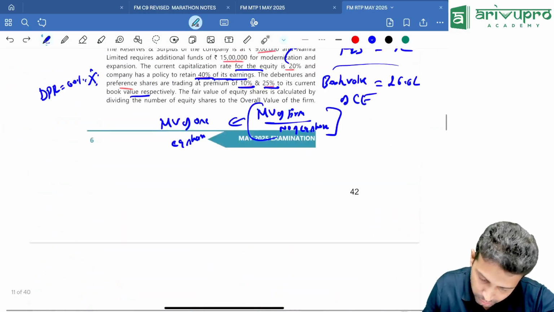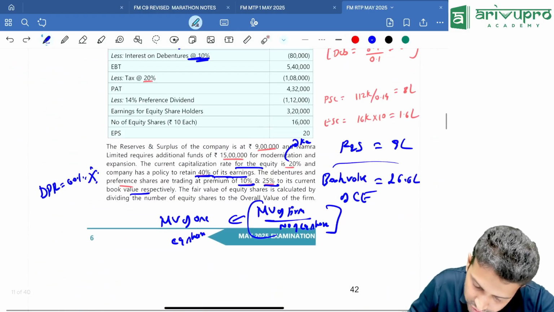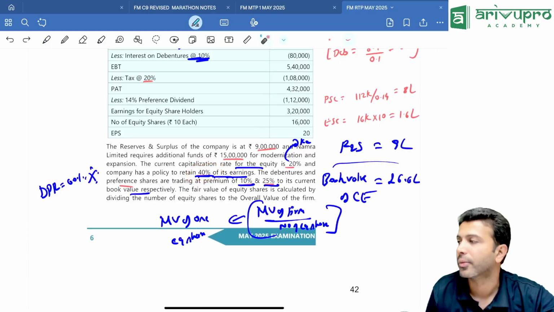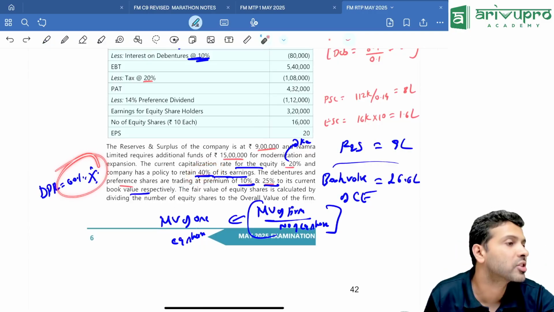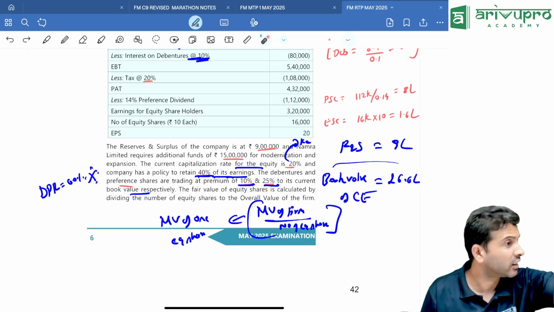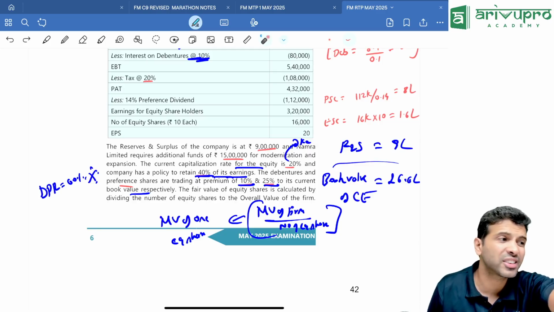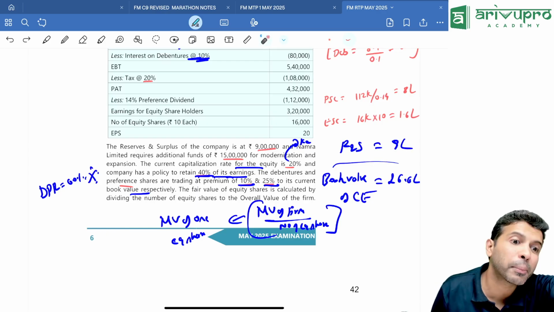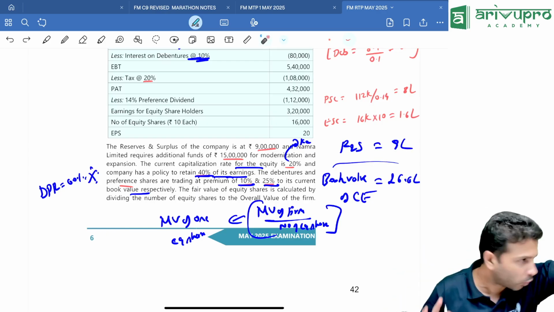No. In this problem, the company has a policy. What policy did they tell? The company has a policy of retaining how much? 40%. That means how much are they distributing? 60%. So you can refine the formula: instead of EAT, take EAT multiplied by the dividend percentage, if you still want to stick with EAT.